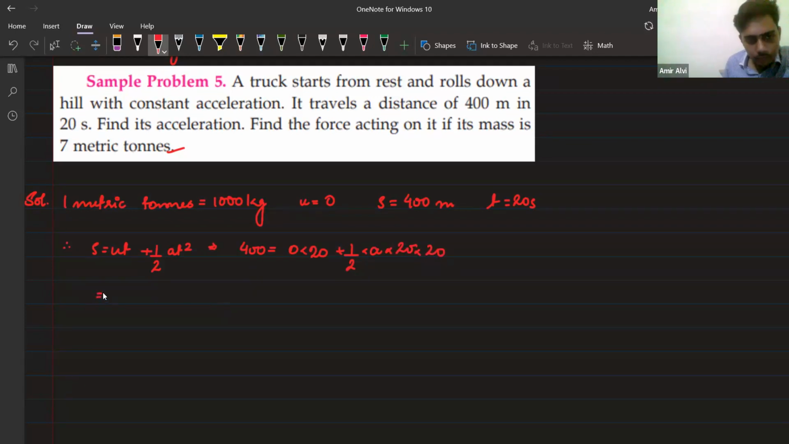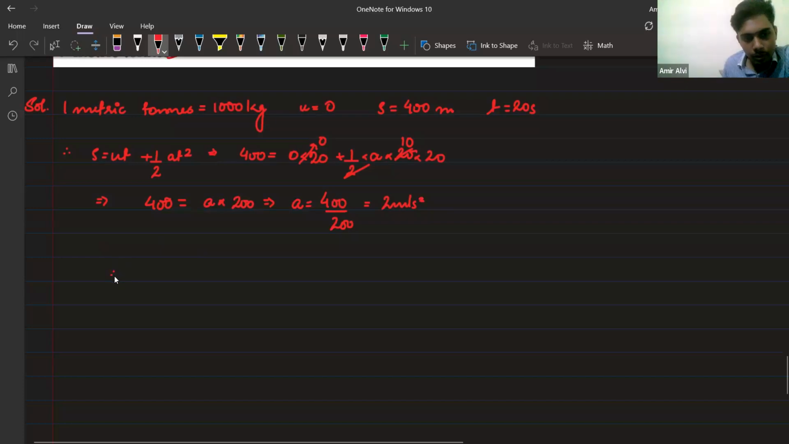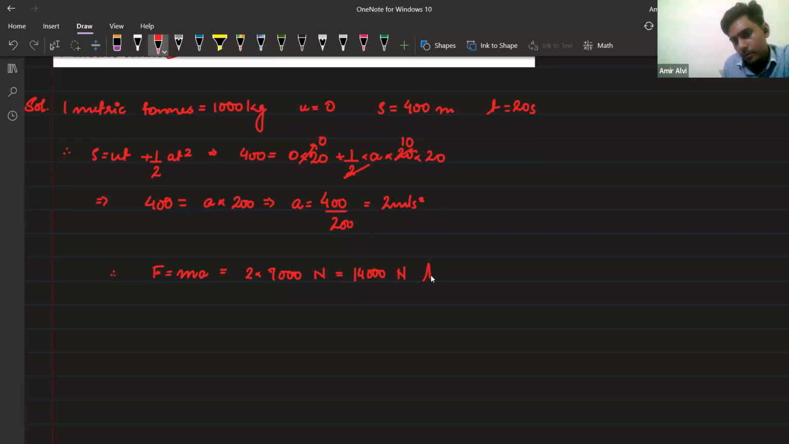So 400 equals, this will be basically 0. This will cancel, this 10 times a into 200. Okay, so a is coming out to be 400 by 200, which is 2 meters per second squared. So from the second law of motion, F equals ma, that is 2 into 7,000. This would be in Newtons, so 14,000 Newtons. That's the answer.